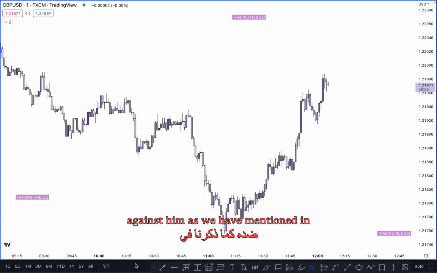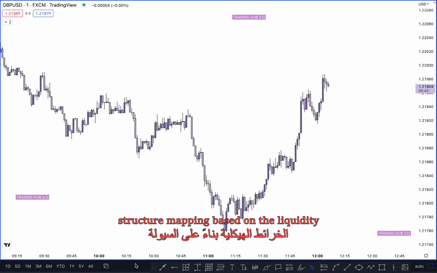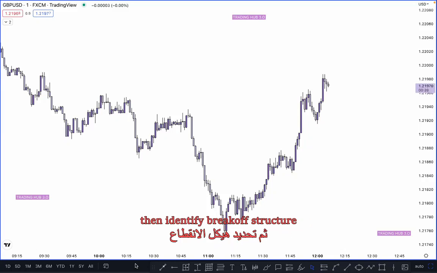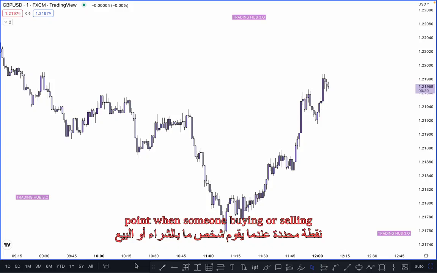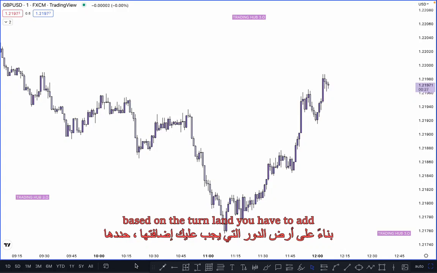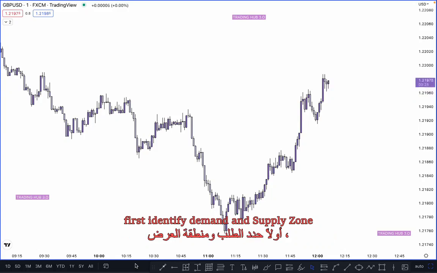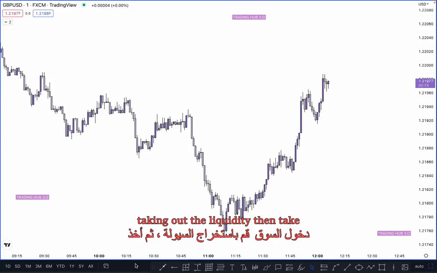As we mentioned in structure mapping, our structure mapping is very unique, you have never seen anything like it before, and it is based on liquidity. Wait for the liquidity to be taken out, then identify the break of structure and the change of character. The same thing applies when you are looking to buy or sell at any specific point. When someone is buying or selling based on a trend line, you have to identify it. First draw the trend line, identify the demand and supply zone, then wait for liquidation. Once the market has taken out the liquidity, then take the trade against them.